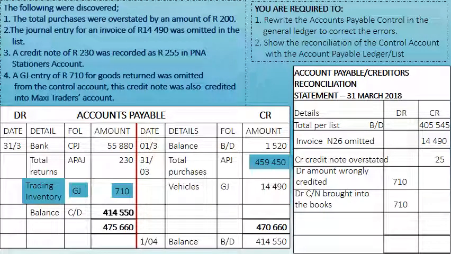When all transactions have been entered into the records, the accounts payable control in the general ledger must be balanced and closed off. We will therefore calculate the total of the credit side as the biggest total. It gives us 475,460. Carry it over to the debit side to close the account.